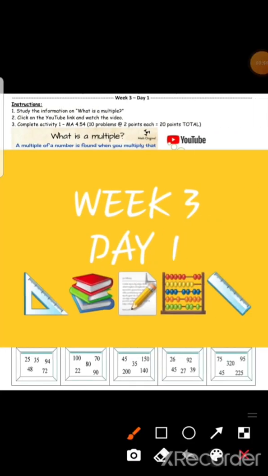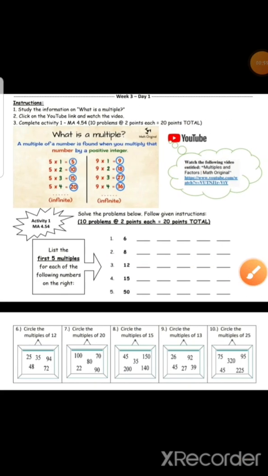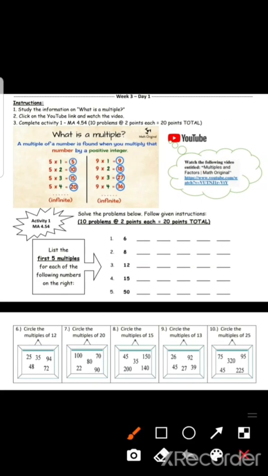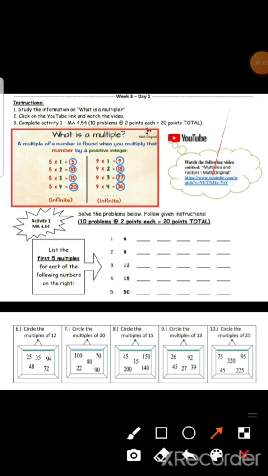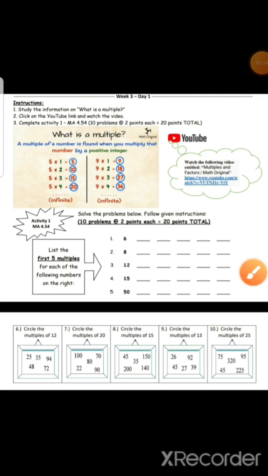Okay, this is week 3 and we're going to be looking at the following learning outcomes under the following topics, which is multiple factors, prime factors, and prime factorization. Okay, let's take a look at day 1. Day 1, boys and girls, we will be learning what is a multiple. So first thing that we need to do is to go ahead and read the information here. Then click on the link here, watch the video, so that we can go ahead and complete activity number 1.